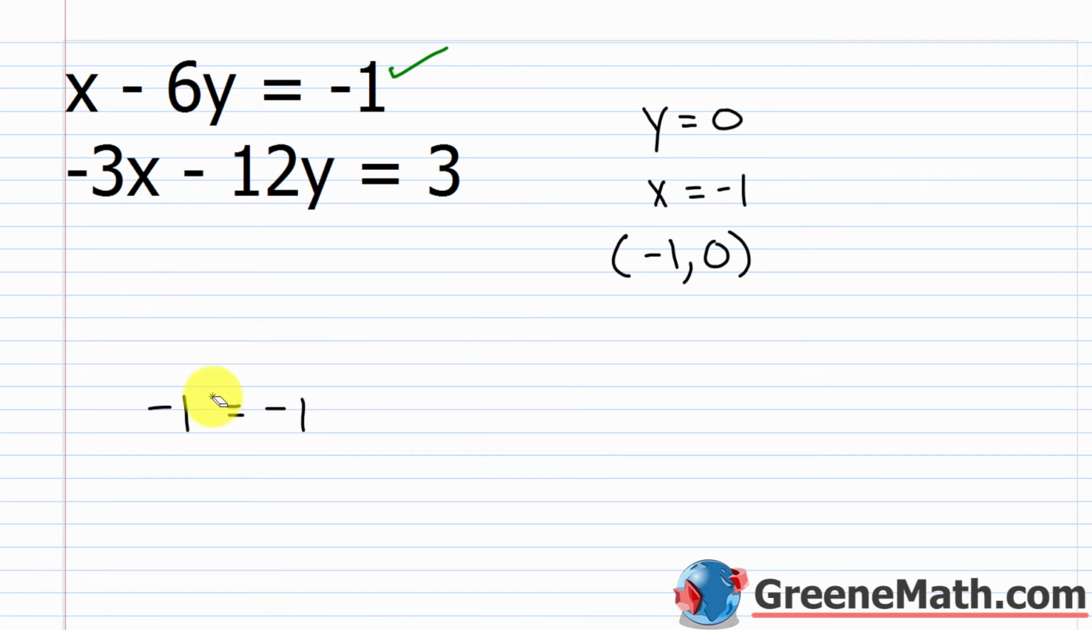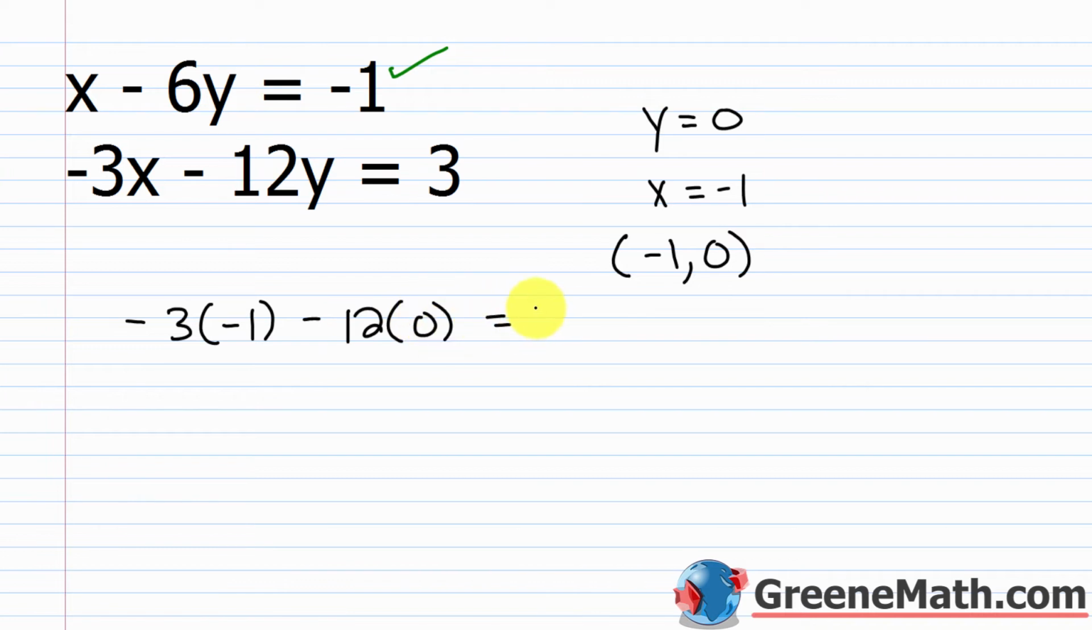So let's take a look at the other one. We have negative 3x, so negative 3 times negative 1, minus 12y, so minus 12 times 0, equals 3. Negative 3 times negative 1 is positive 3. And then negative 12 times 0 is 0, so plus 0 equals 3. You get 3 equals 3, so it works out here as well. So we verified that the ordered pair, negative 1 comma 0, is the solution for our system.